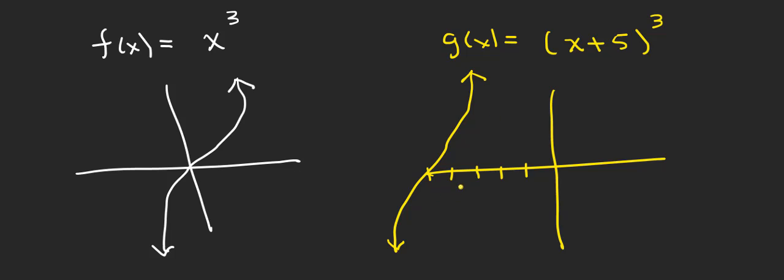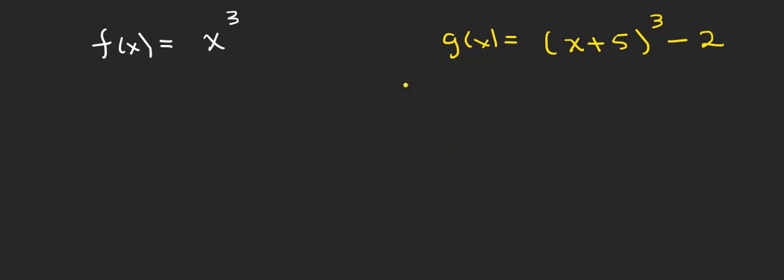Of course, if you use Desmos or a graphing calculator, the graph looks much better, but you get the idea. Now, what if it's quantity x plus 5 to the third minus 2? How will this function look compared to this? Now you have a horizontal shift and a vertical shift. So compared to x cubed, this one will shift to the left 5 and then go down 2.